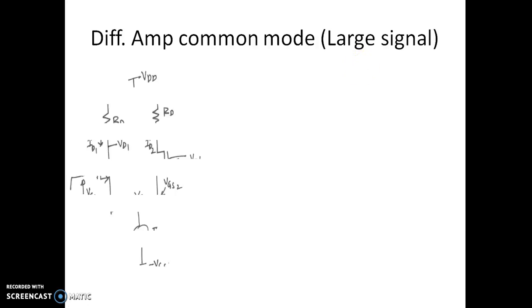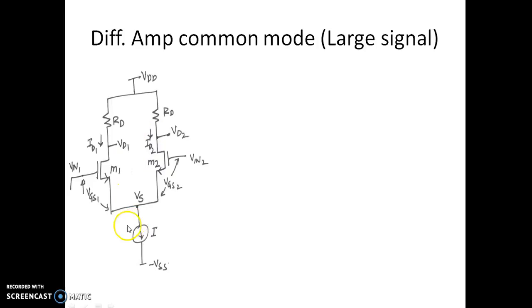Now we shall see a differential amplifier in two different modes. One is common mode. So we shall first analyze the large signal analysis of differential amplifier. This is the circuit diagram of a differential amplifier. As you can see, we have MOSFETs M1, M2 and two resistors as load, that is RD and RD. We are assuming that both the resistors are the same.